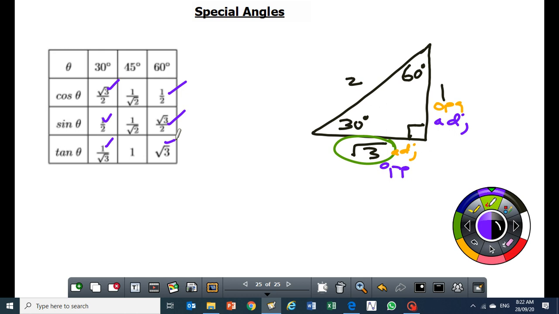Yeah, you can use it. But you see, there are some times when you are not allowed to use a calculator, but you have to use it maybe in a smart way. Okay?